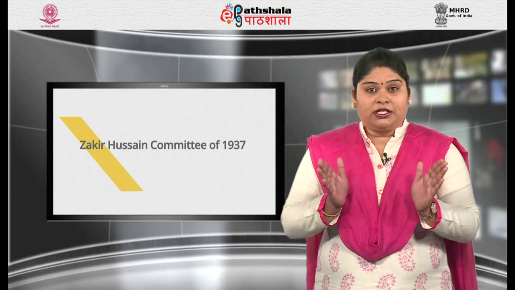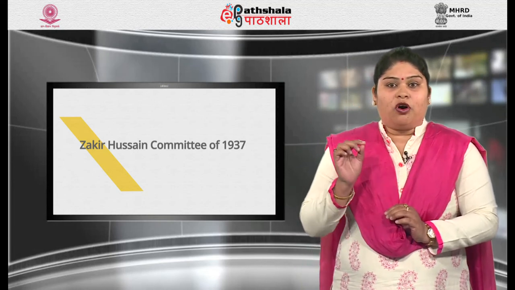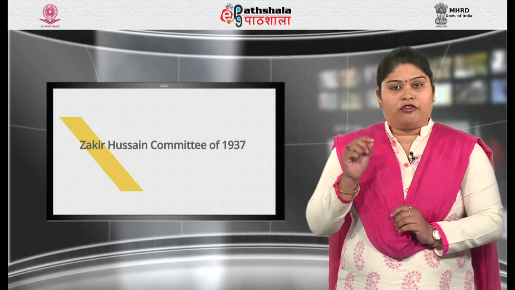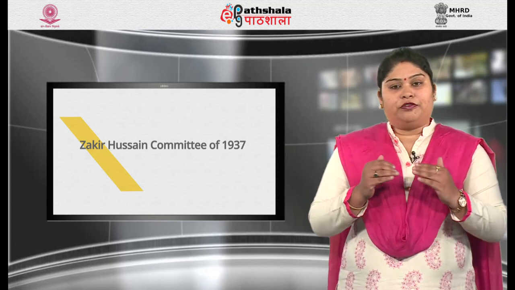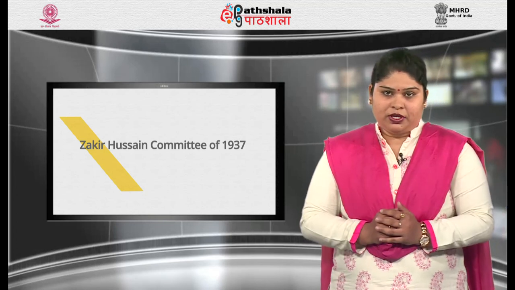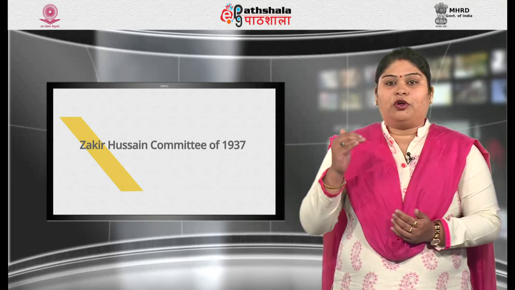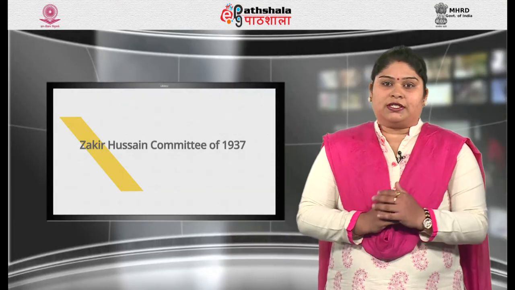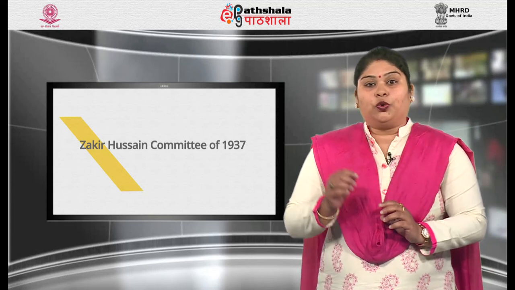The Zakir Hussain Committee of 1937 was appointed to formulate a scheme of basic education. It suggested that the duration of the course of basic education should be 7 years, and education made free for boys and girls from the age of 7 to 14. In conjunction with the Wood-Abbott report, the Central Advisory Board of Education discussed the Zakir Hussain Committee report. On two occasions, the board appointed committees under the chairmanship of B.G. Kher to consider the report.